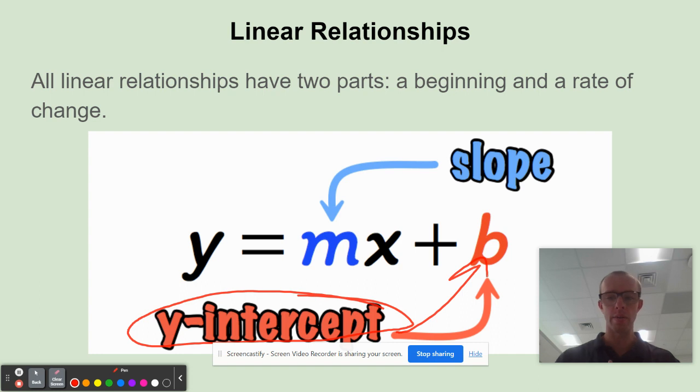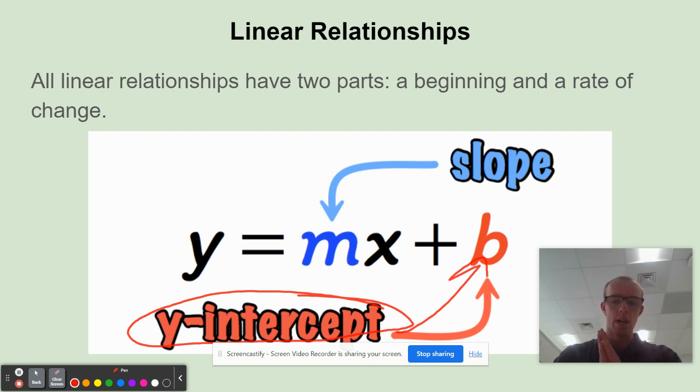So maybe you begin with $10 and maybe you get $5 every day. And so that would be a linear relationship because it's a constant rate of change. You get the same amount each day. If you get $5 one day, $6 the next day, $7 the day after that, that is not a linear relationship. All right? It has to be the same amount each time.